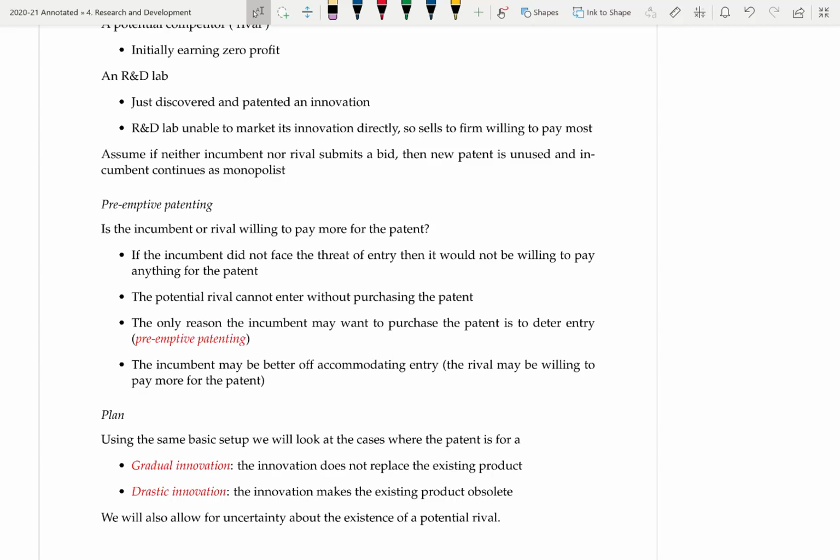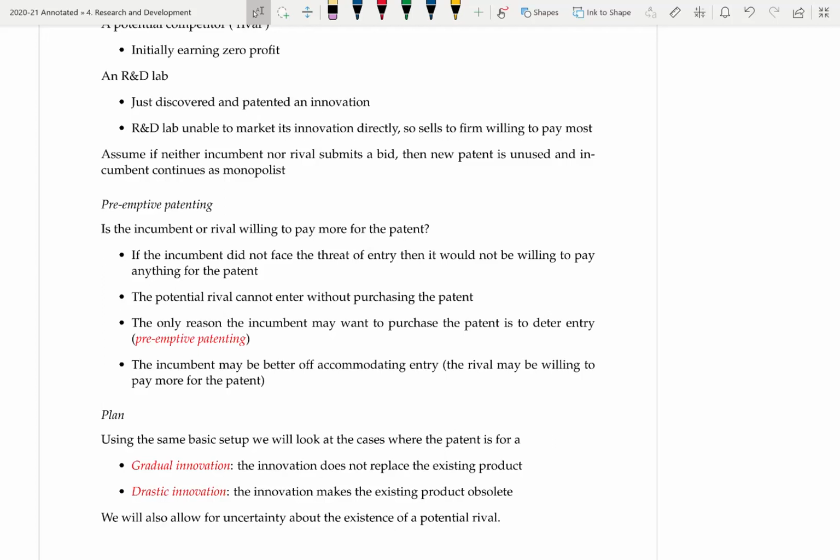So the plan is, using the same basic setup, to look at cases where the patent is for a gradual innovation. So this is an innovation that does not replace the existing product. So it could be a new product that does something similar to the old product, but is differentiated in some way, or uses a different technology, but does exactly the same thing. An example of this would be something like WMA files. They do the same thing as an MP3 file, but neither one is much better than the other.